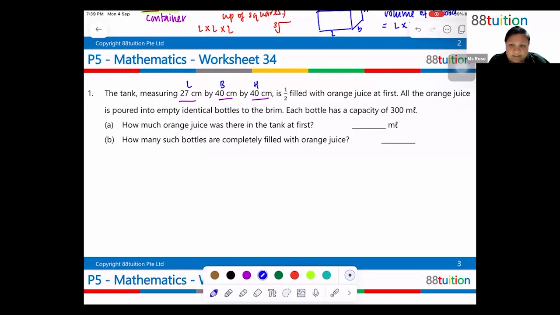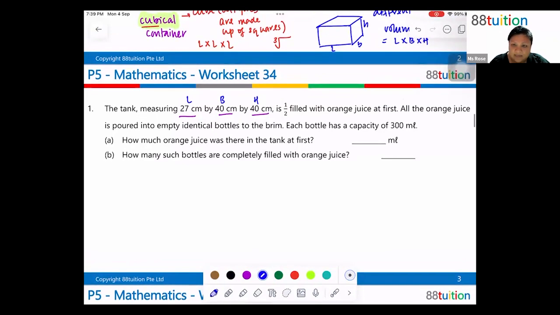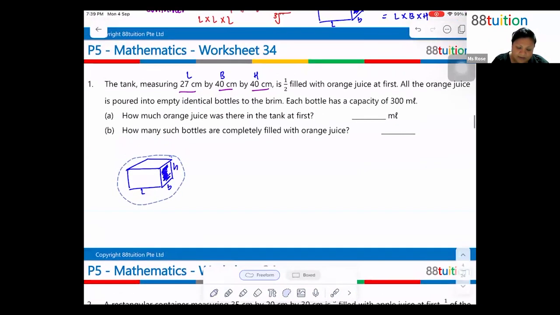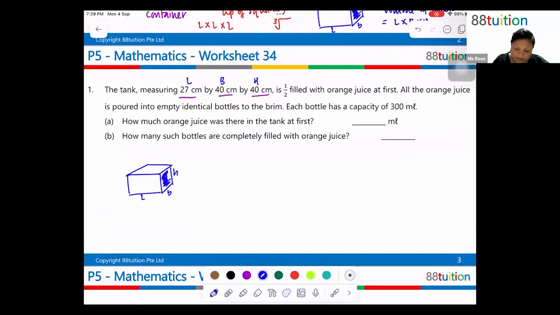So in this case, that means this face here, can you see this face here? If, let's say, I take this as the question, it means that now I know that the cube, or rather the tank, has a square face, which is 27 cm by 40 by 40. So the shaded face here shows that it is a square.